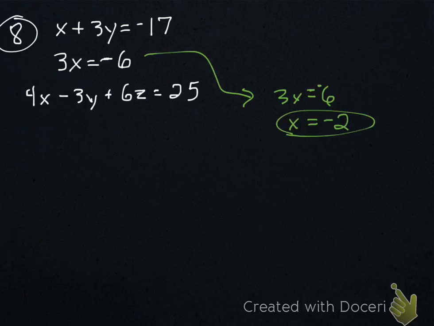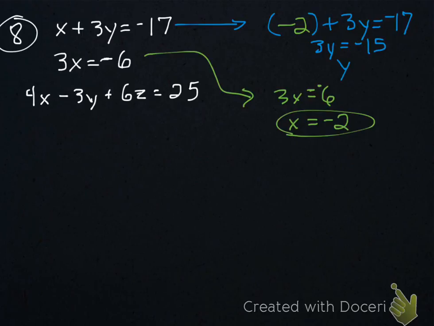Now let's look. Which equation is next? Which equation is simplest? Well, I look at the top equation. I'm going to take my x and plug it in. Plus 3y equals negative 17. What was x? x is negative 2, so that's what I'm plugging in. Now, moving that negative to the other side, I get 3y equals negative 15, which means y equals negative 5. Divided by the 3, I got negative 5.